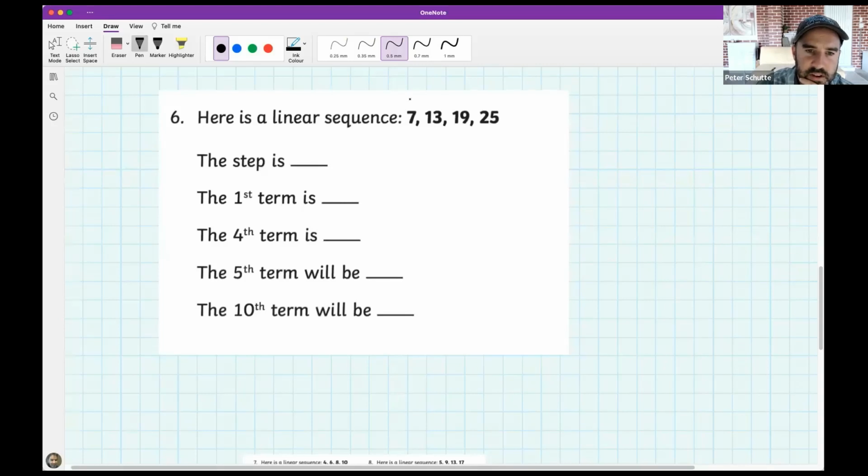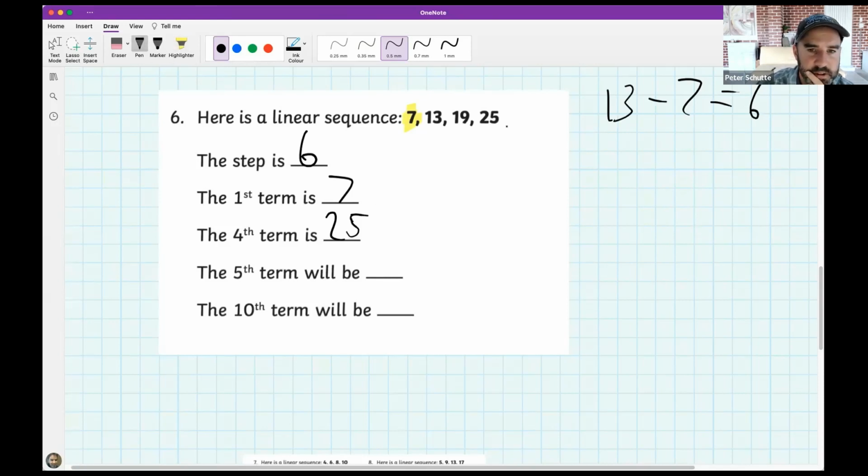So in order to find the step size, one of the things that I haven't spoken about, but you can do, is if you see you're always adding the same thing, one of the ways of finding it, I suppose, is just to go like that, although it's kind of obvious, I guess. So the step size is 6, the first term is 7, and then the 4th term is 25.